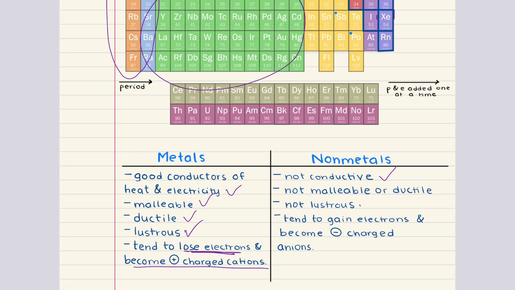They are not malleable or ductile. Instead, they are brittle in solid form. They also lack luster and they typically appear dull, and they tend to gain electrons and form negatively charged anions.